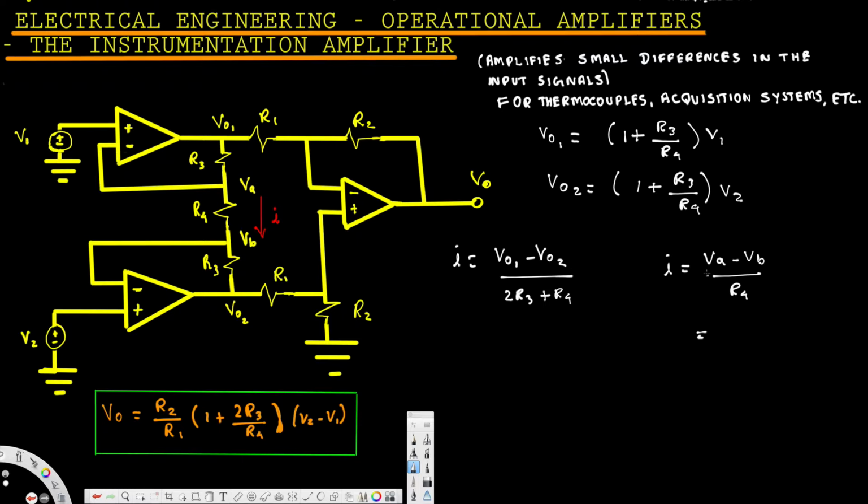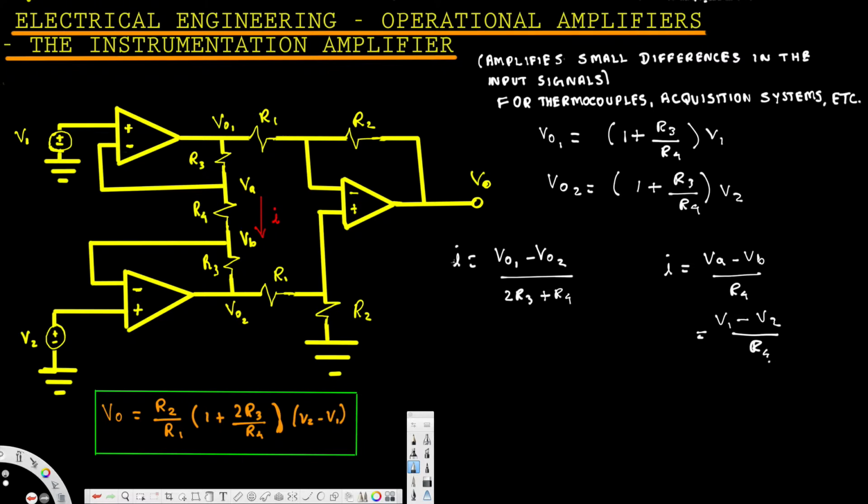So instead of VA minus VB, we can replace that one with V1, and for VB it's the same thing. The voltage at the positive terminal is equal to the voltage at the negative terminal, so V2 is also at the negative terminal, and the negative terminal voltage is VB, so we can say VB is equal to V2. So this is V1 minus V2 divided by the resistance in between.